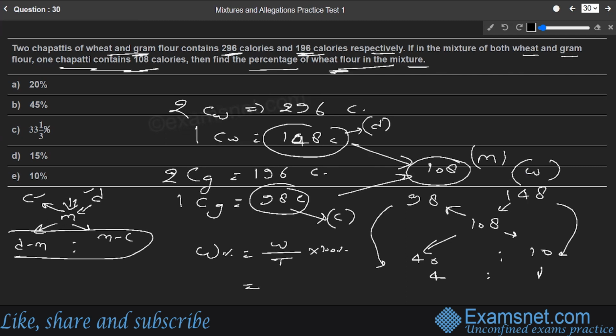So the dearer price is 1, divided by the part of the wheat flour, which has come out to be 1. So the wheat part has been kept as 1 in the numerator, divided by the total part, which is how much? 4 plus 1, that is the total part, number 5. 1 by 5 into 100%, and that comes out to be simply 20%. So the part of wheat flour in the total mixture is 20% out of the total 100%, which is available in option A. 20% is the right answer.